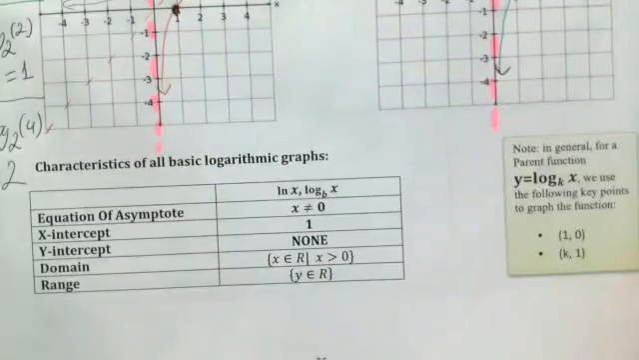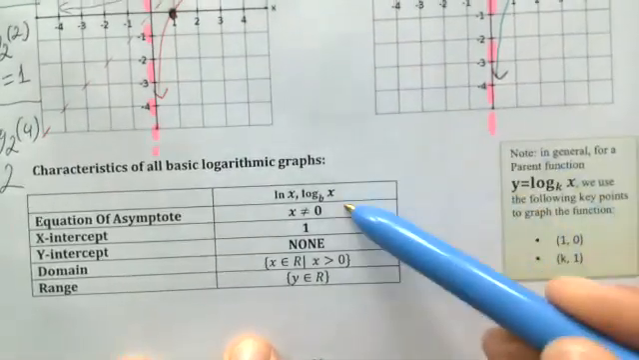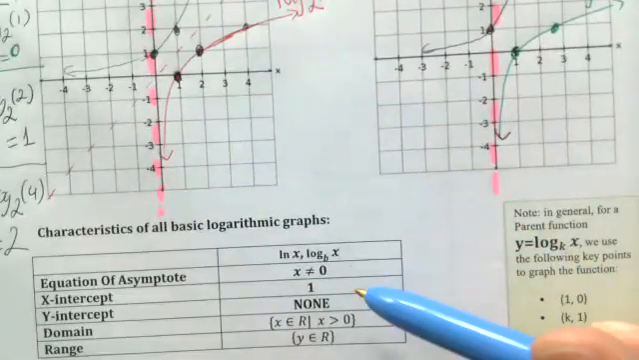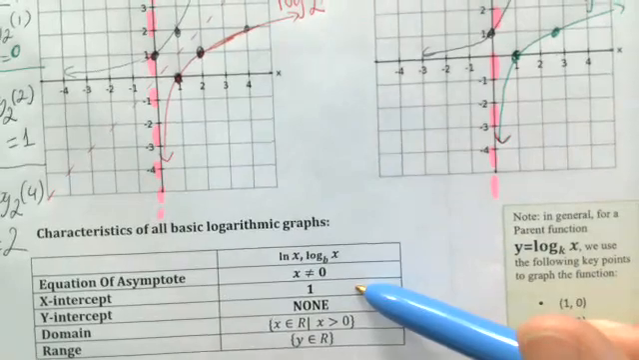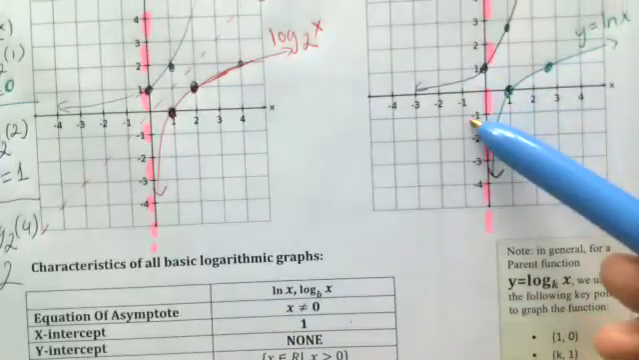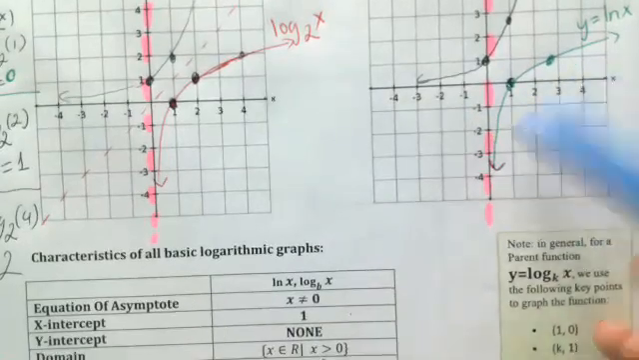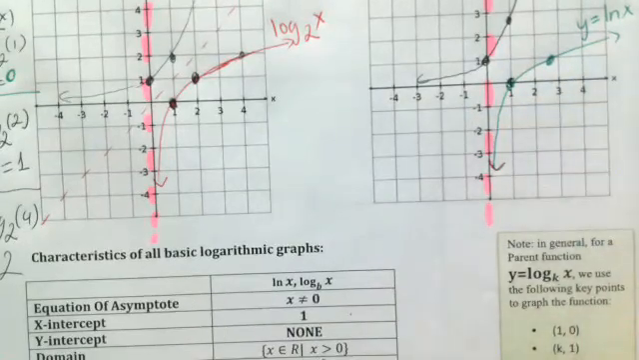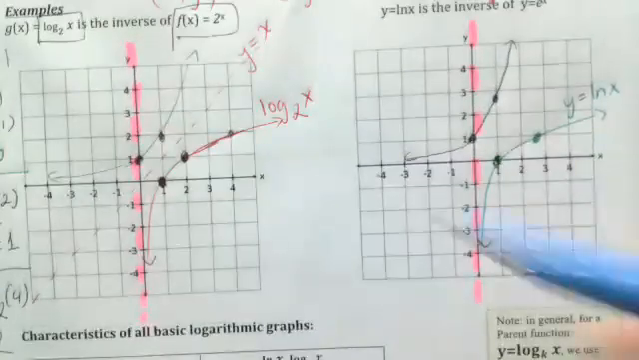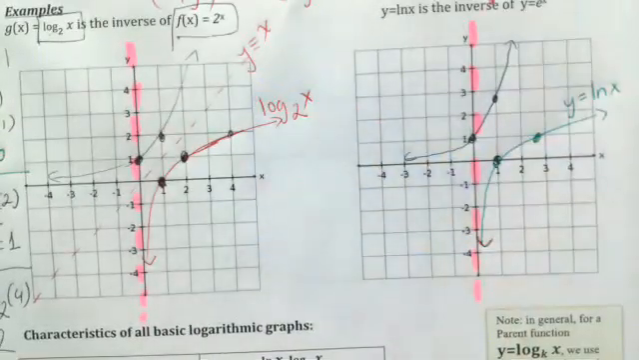And of all the characteristics, we notice that we have an asymptote at x equals 0, so we go straight through that. And then we know that we do have an x-intercept in this situation, but because we don't cross the asymptote, we don't have any y-intercept. Domain is x bigger than 0, and the range is all of the real numbers, right? Top and bottom, it keeps going.